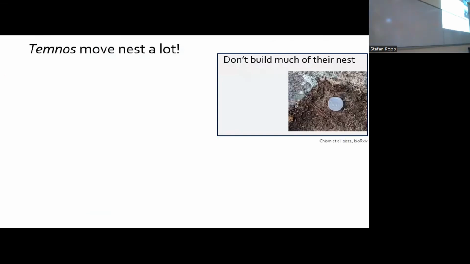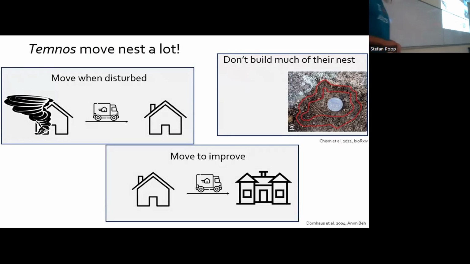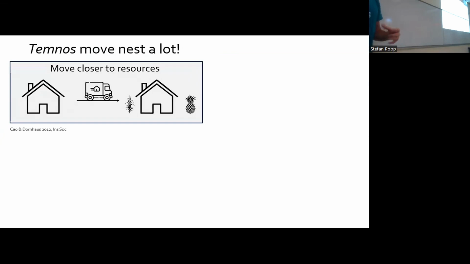This is a very ecologically relevant scenario for these Temnothorax that I study because they move their nest a lot. And that is because they don't build a lot of their own nest, so they don't build into the ground. But here you can see in red outline, this is the only thing that they're building. And when that nest is open or disturbed, then they will just move to another nest site. They also move to improve. So if there's another nest site nearby that is better, somehow bigger or darker, then they will also readily emigrate to that one. And when they're doing so, they also move closer to resource-rich areas.